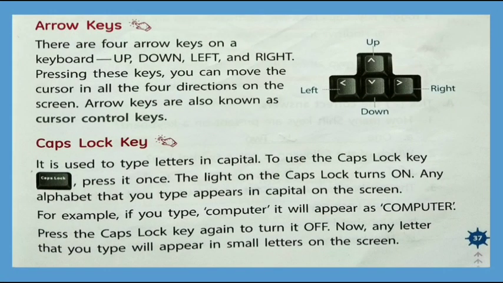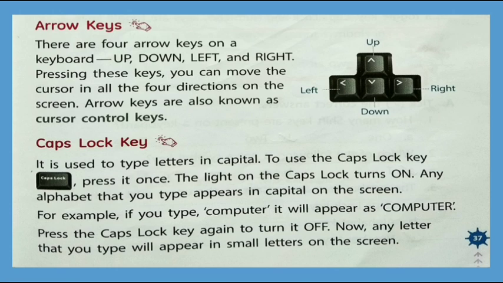Pressing the spacebar key once gives an empty space between text, letters, words and numbers. Arrow keys. There are 4 arrow keys on a keyboard: up, down, left and right. Pressing these keys, you can move the cursor in all the 4 directions on the screen. Arrow keys are also known as cursor control keys.